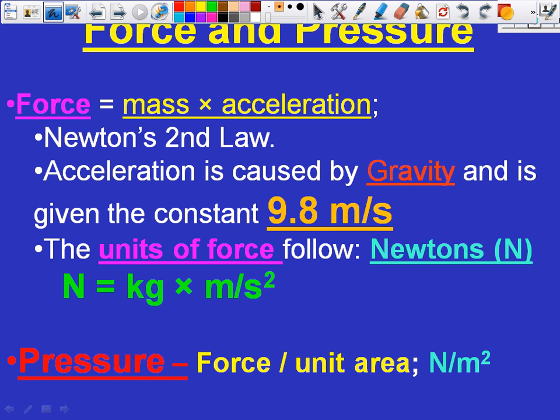All right, force and pressure. Now, these are two things that you really need to kind of come up with. This is more of a physics concept. However, it does have an application in chemistry as well. Force and pressure. Force is equal to mass times acceleration.